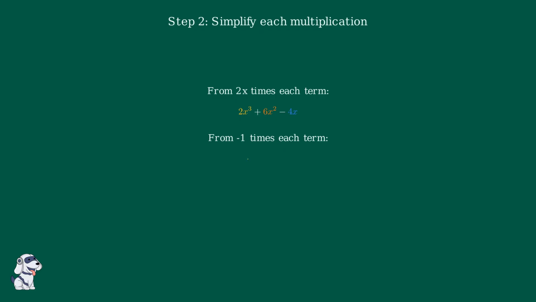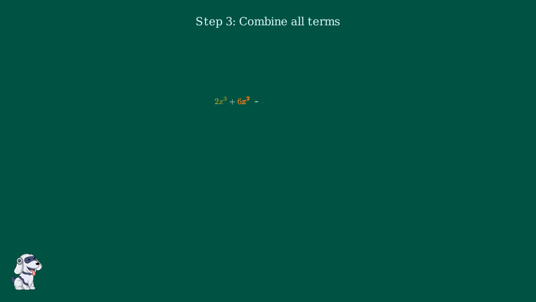From the second distribution, negative 1 times x squared gives negative x squared. Negative 1 times 3x gives negative 3x. Negative 1 times negative 2 gives positive 2. Step 3. Now we combine all terms together.